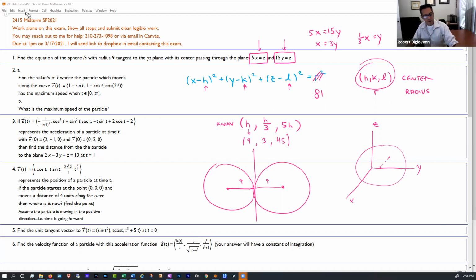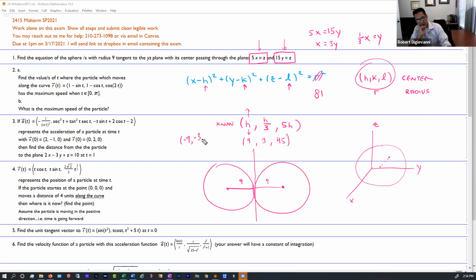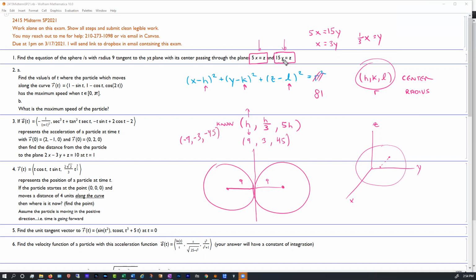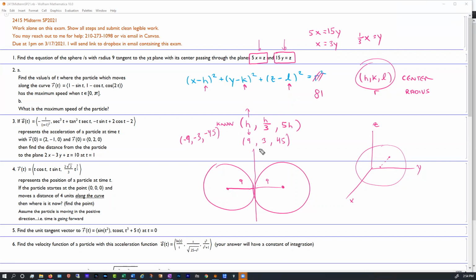Think about this. If you were on the other side of the YZ plane, what would your X coordinate have to be? -9. So if that's -9, then the other one would be -3 and the other one would be -45, right? Yes. And would all these relationships still hold? Is Z this times 5? Yeah. Is Z this times 15? Sure. So it also does hold for the other side then, right?